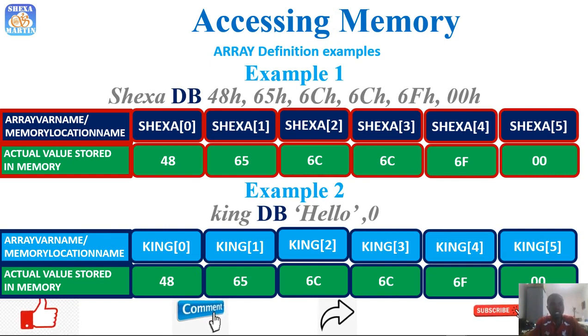these two arrays, Shexa DB and king DB, they only differ in array names, but the values are just the same. It's only that king is initialized to a certain string, and Shexa is initialized to hexadecimal byte values. Right. So this is how the compiler or the processor treats array values.